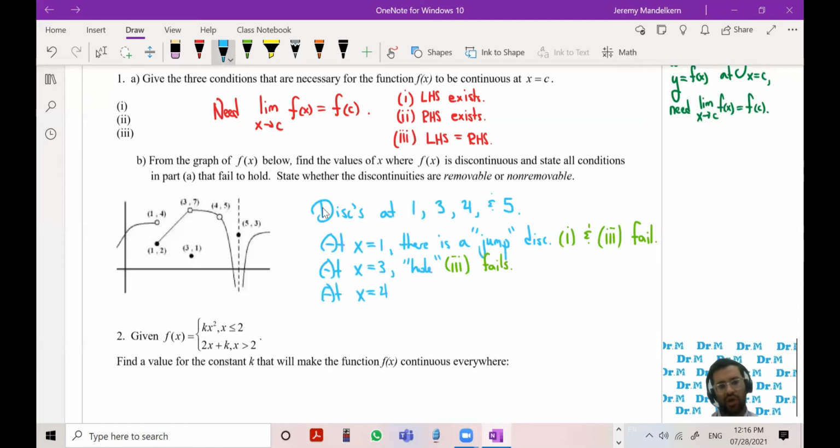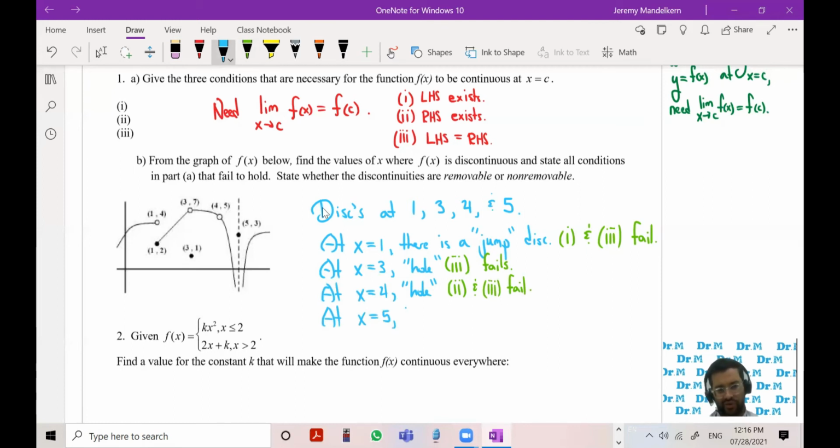At x equals 4, we have a hole, and the function has no function value at 4. So we can say that at this hole, similar to above, 3 is going to fail, but also 2 fails in this case.